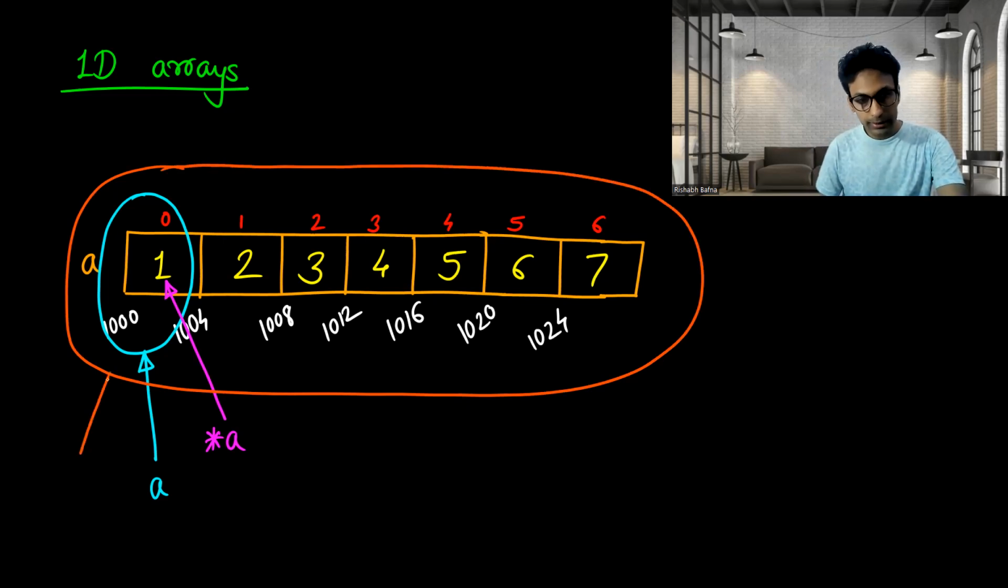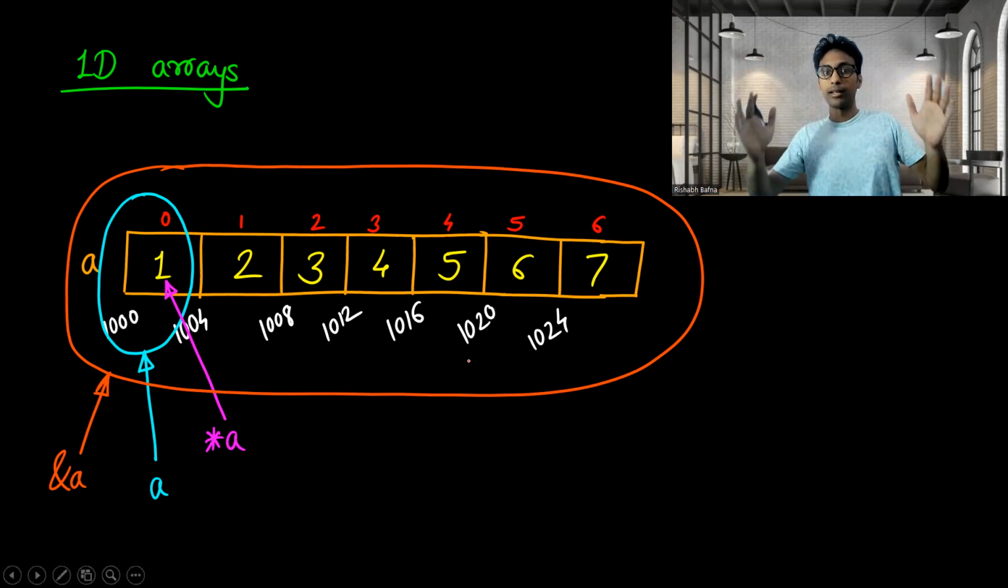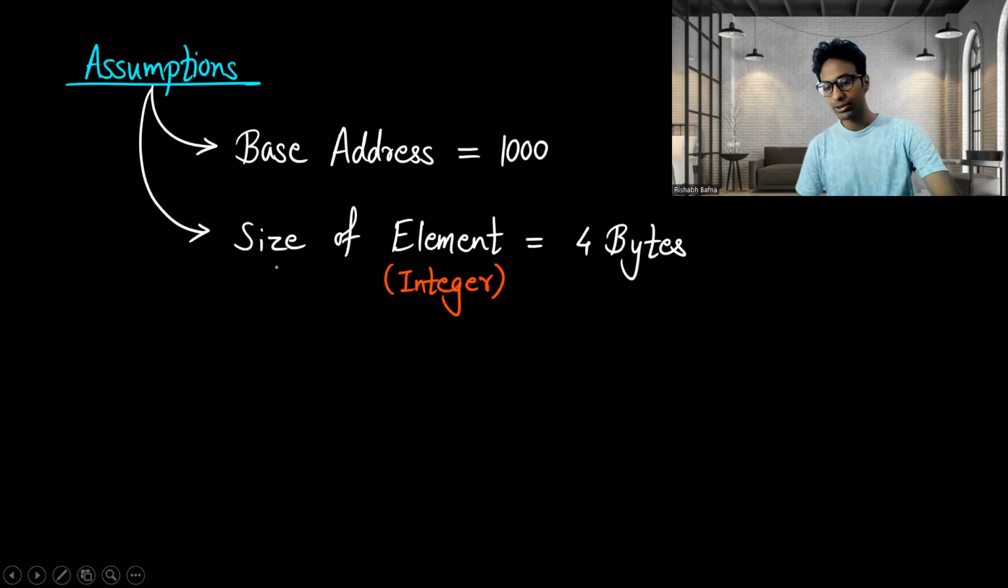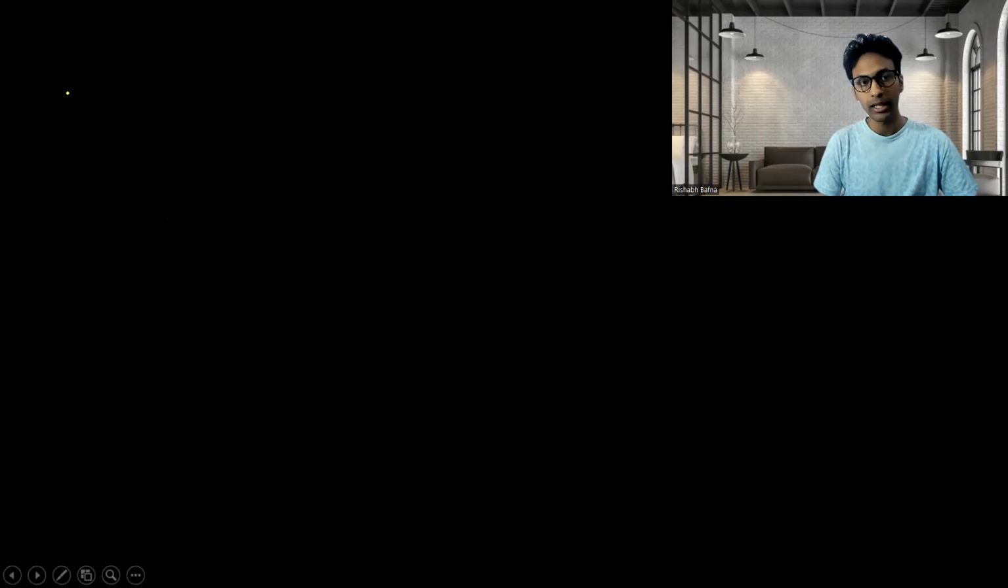This is &A. Okay. Base address of the entire 1D array. The entire 1D array has the base address &A. Simple. So I'll just write it out, so maybe it will be helpful. If you write it along with me, it will be very beneficial. Just write it along with me.